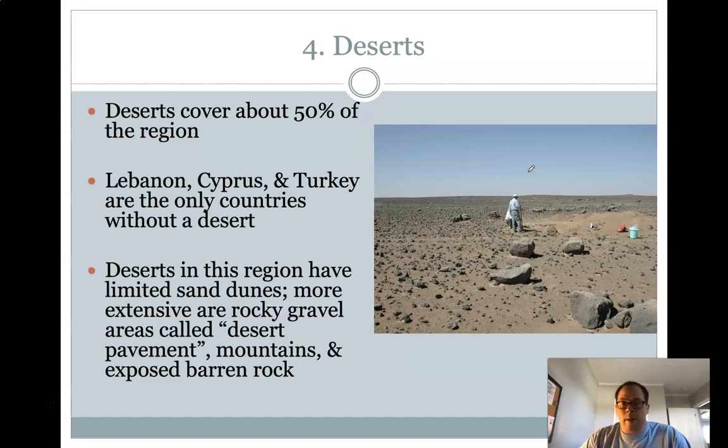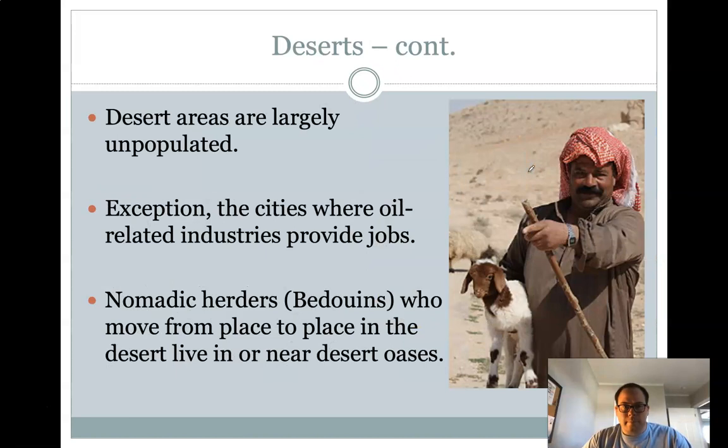There's lush areas. There's snow-covered mountains in some. There is more than just desert, but it does make up a large part of their physical geography. Deserts in this region have limited sand dunes. More extensive are rock gravel areas called desert pavement, mountains, and exposed barren rock. The desert areas, which is logical, are largely unpopulated.